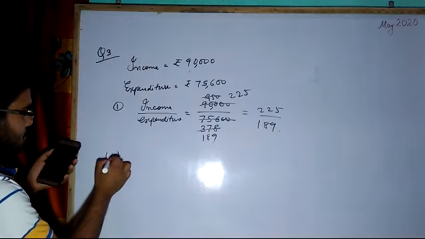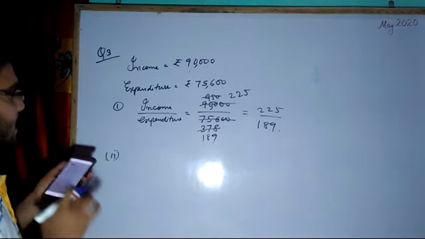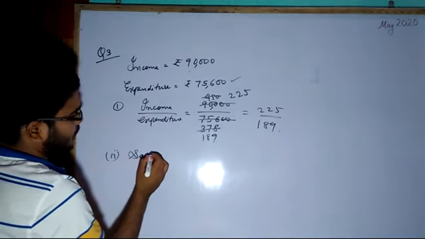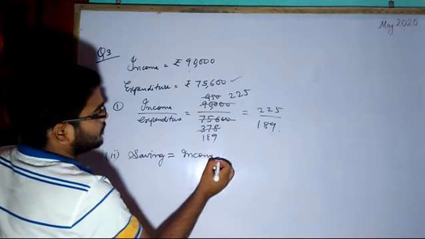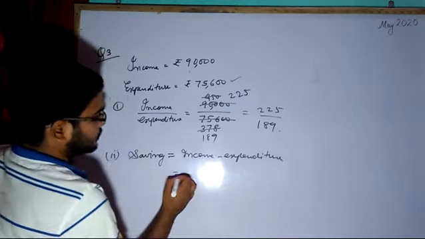Now, second part. They are saying his savings to his income. Now, if he is spending this much, what is his saving? So saving, first of all, we have to take out. Saving is equal to income minus expenditure. ₹14,400 is his saving. Now, what we have to find? We have to find his savings to his income.